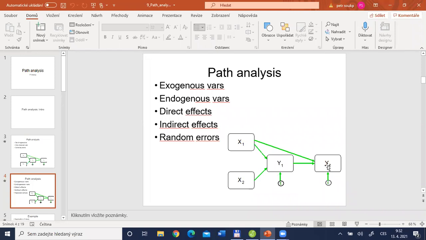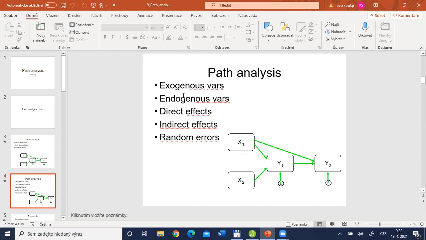My question is related to these random errors. Are these random errors for y1 and y2 exogenous or endogenous? Exogenous? Yeah, of course. So random errors are also exogenous variables. So the original predictors, let's call them this way, and these two random errors are four exogenous variables, and the two endogenous are y1, y2.